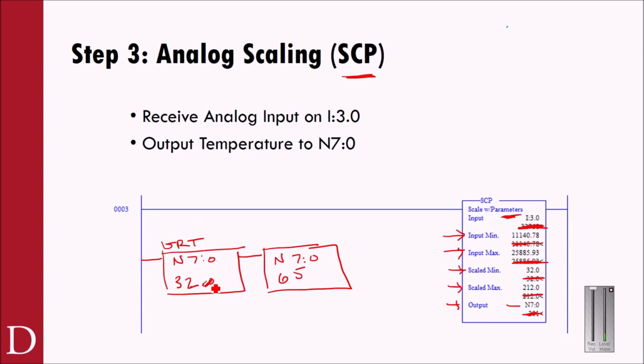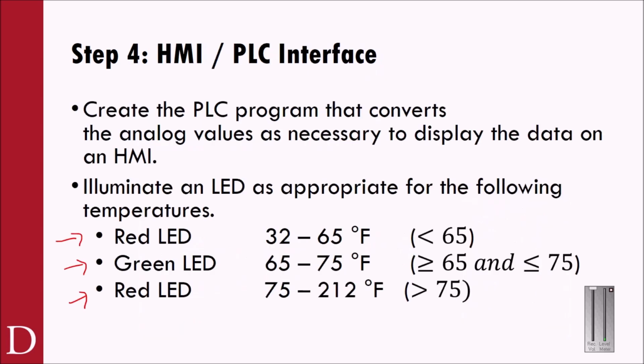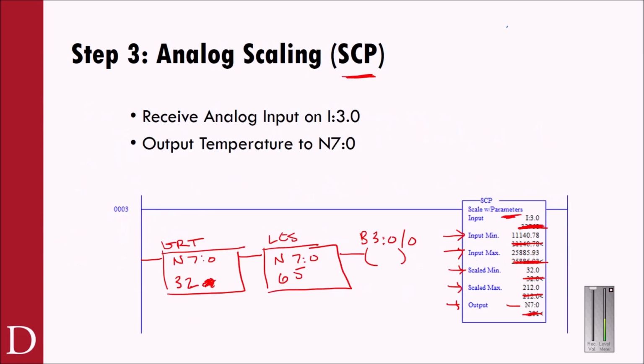I want to get rid of that decimal so you're not dinging me on that. So is it greater than 32 and is it less than 65? Then I'm going to go ahead and energize B3:0/0. Now, if you don't remember what that is, that's a binary file, no different than an output bit. It's just a virtual file. We're not actually eating up a screw terminal with it. So that's going to give me the red light.